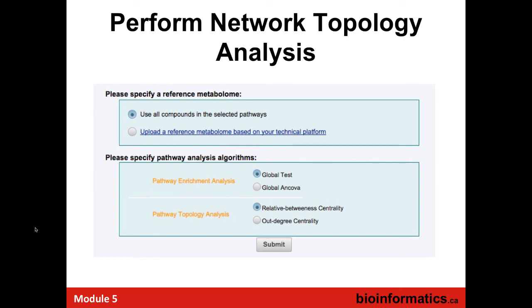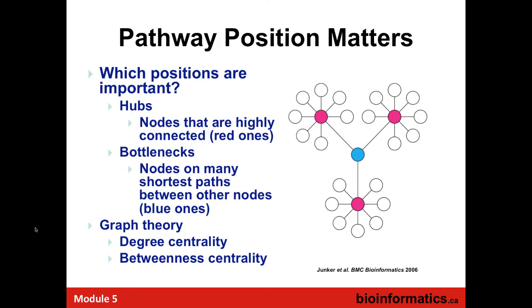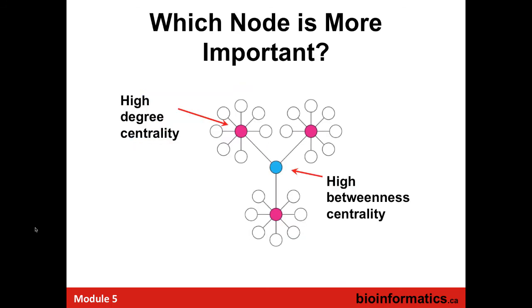So we've chosen the default ones, and the default ones are actually generally pretty good. The point is that different pathways have different levels of complexity and connectivity. And people have identified what we call hubs. So the red circles are examples of hubs. There are things like bottlenecks. So the blue circle is an example of a bottleneck. And in the world of graph theory, people can talk about degree centrality and betweenness centrality, which are ways of measuring things. Something that is a bottleneck has high betweenness centrality, and something that is a hub has high degree centrality. So if you're a topologist, then that's cool.